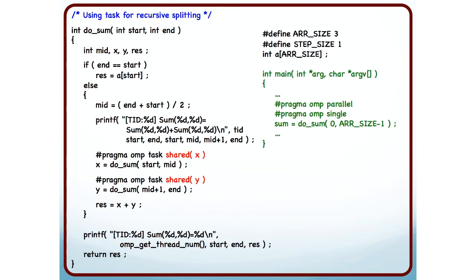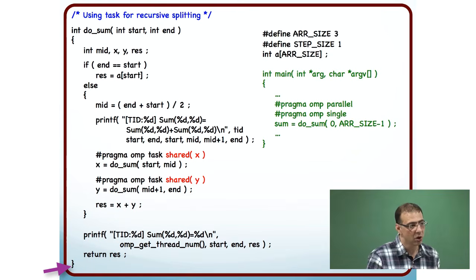So let's go back to this slide. What is the danger here? I've said that X and Y are shared, which means that these tasks are pointing to these locations. Where are these locations? These are on the stack. This is a function. When are these going to get removed from the stack? When this function ends, right? And in this case, because I don't have a taskwait, the moment you reach here and this function ends, this data is gone.